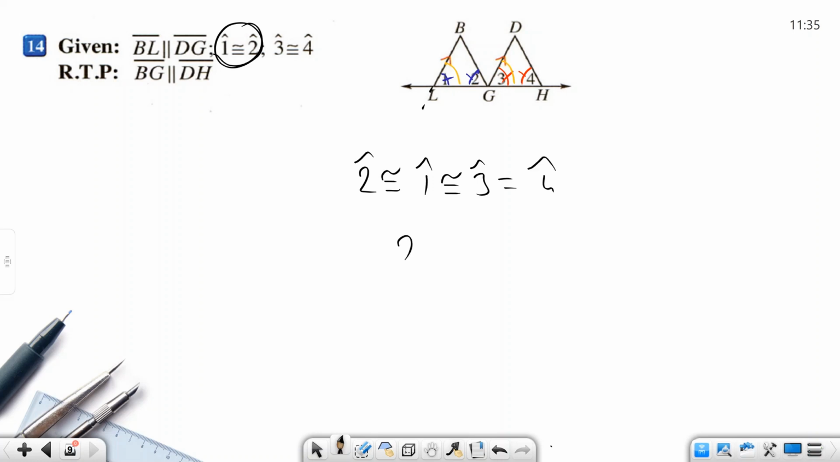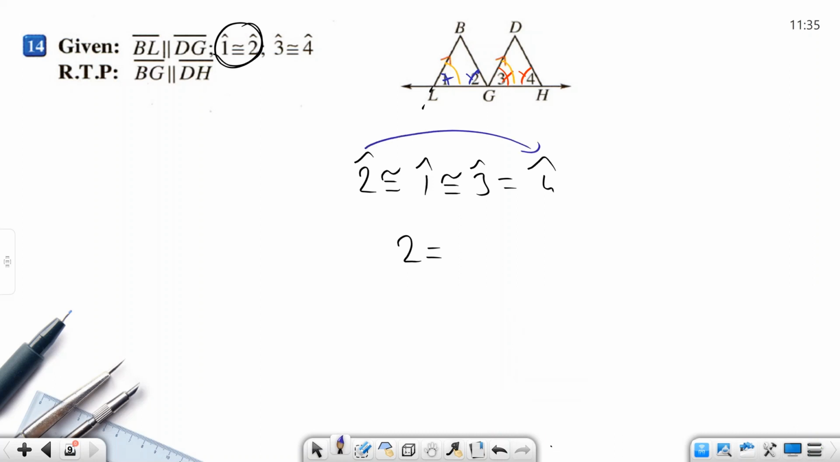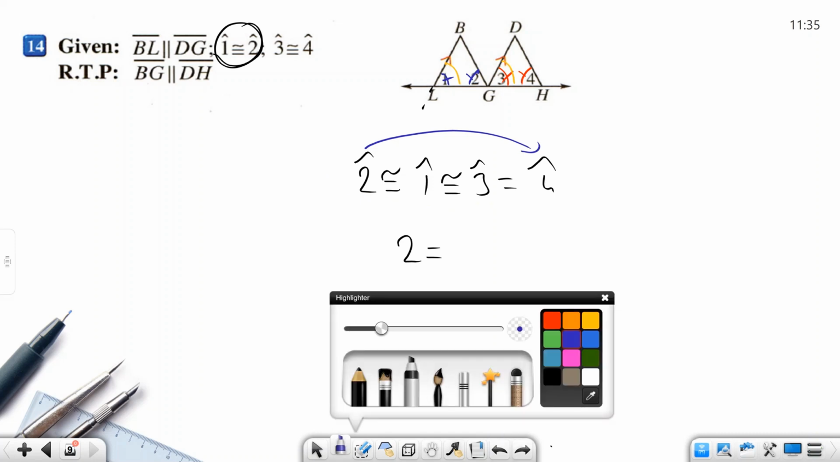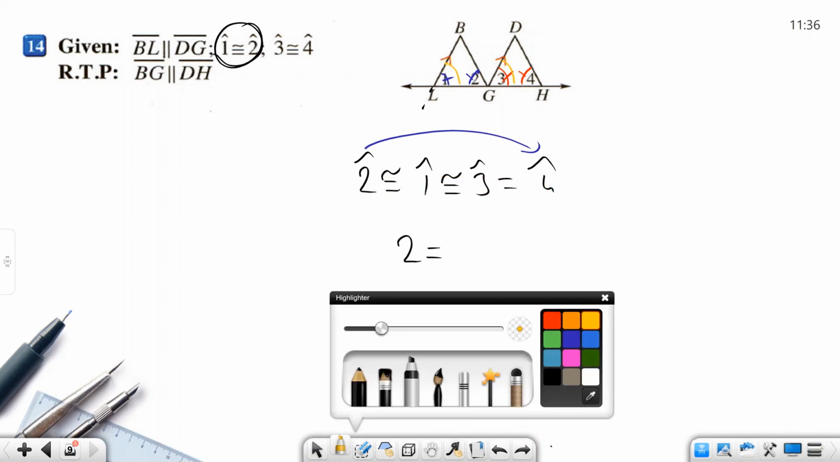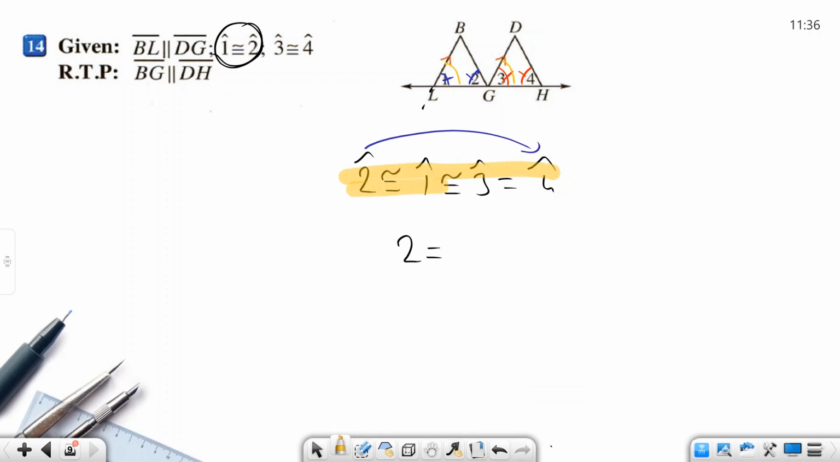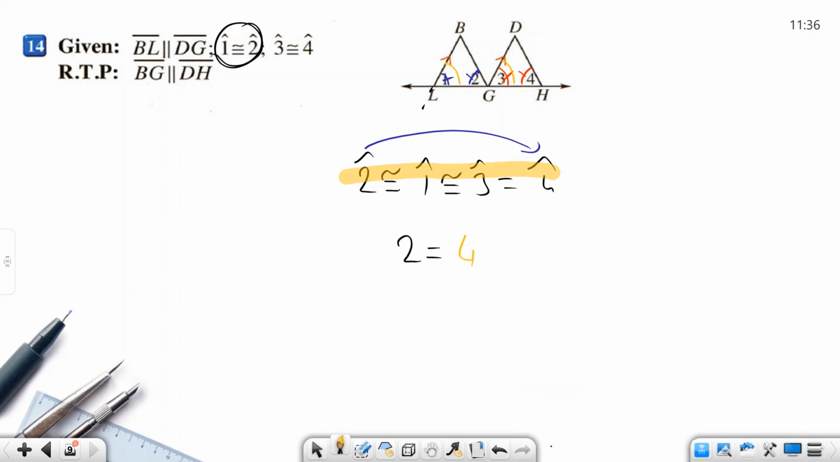May I say that one? 2 is congruent to, so as you see, that one and that one, they are all congruent. Let's mark it right here with a big mark. Okay, these are all congruent. So 2, 1, 3, 4, they are all the same. So I can say that angles 2 and 4 are congruent. If the corresponding angles are congruent, 2 and 4, I found it.